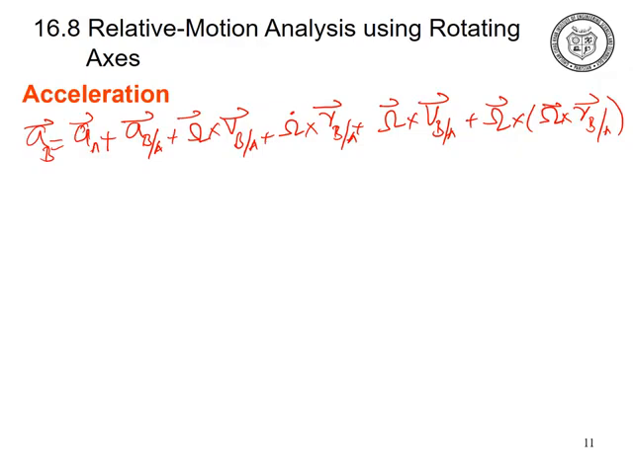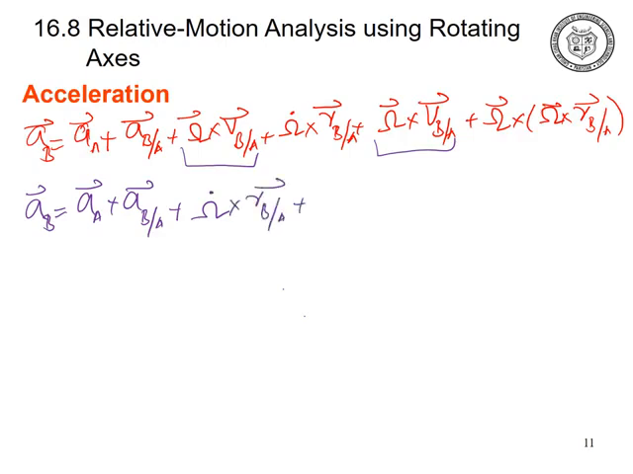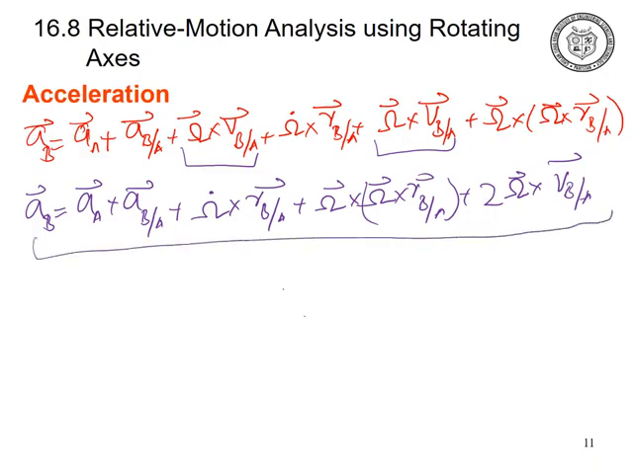In this equation, as can be seen here, we have omega cross vB with respect to A, and here omega cross vB with respect to A. So we can simply add these, so it becomes 2 omega cross vB with respect to A. By simplifying the above equation, aB equal to aA plus a of b with respect to A plus omega dot cross rB with respect to A plus omega cross omega cross rB with respect to A plus 2 times omega cross vB with respect to A. So this is the acceleration equation for the relative motion analysis using rotating axis.